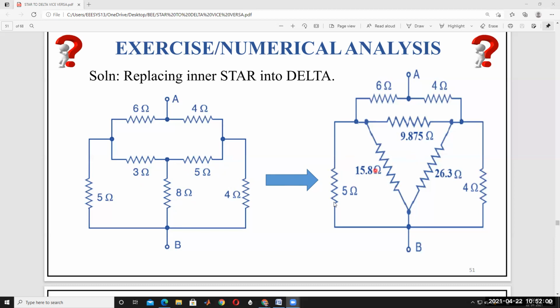No? So this resistor and this resistor will become parallel. Am I right? Here this resistor and this resistor become parallel. Similarly, this resistor and this resistor have become parallel. The 26.3 ohm resistor and 4 ohm resistor become parallel. Okay. Replacing the inner star into delta, like this. Replacing the star network into a delta network, you will get like this.